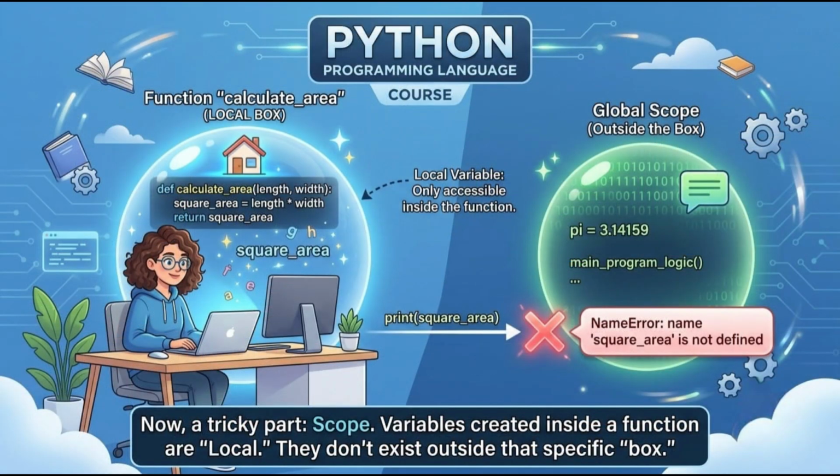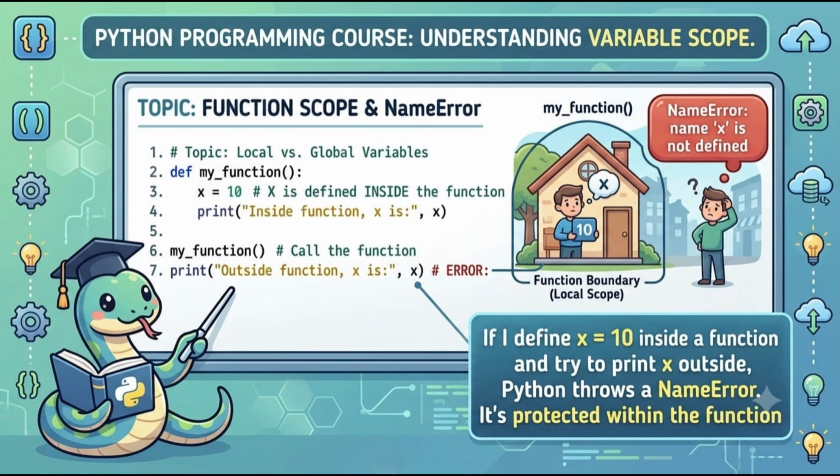Now, a tricky part, scope. Variables created inside a function are local. They don't exist outside that specific box. If I define x equals 10 inside a function and try to print x outside, Python throws a NameError. It's protected within the function.